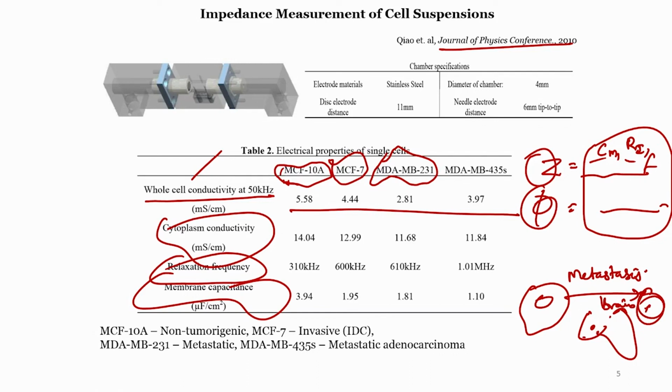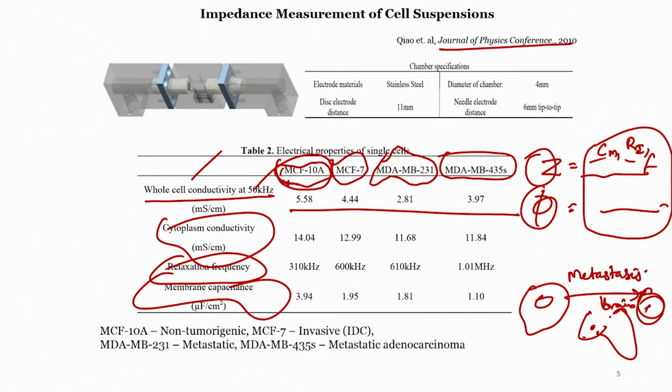Okay, so MDA-MB-231 and MDA-MB-435 are metastatic cancer cell lines, so that we can study the metastatic properties of cells. MCF10A is a normal cell line, so that we can study the properties of normal cells, and MCF7 is an invasive cell line, but not really metastatic, so we can study how invasive cancers behave.